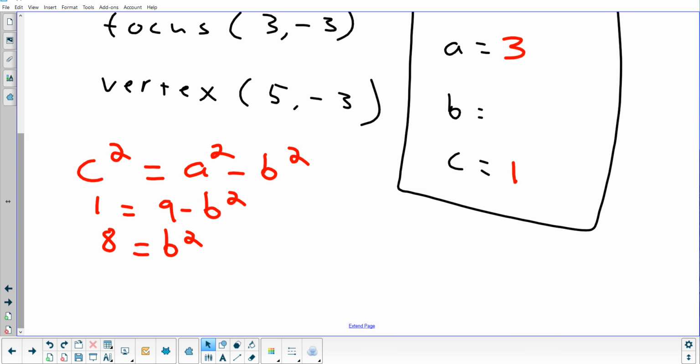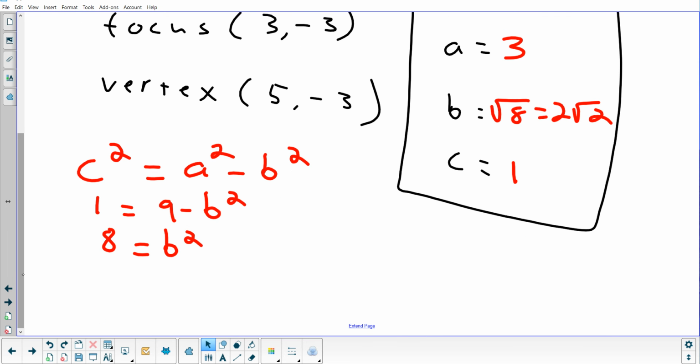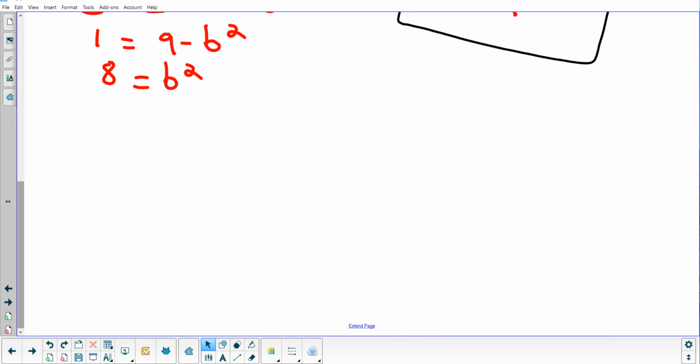So any questions on how we got that? If we want to, B is the square root of 8. Again, that's not a number I'm going to use. I need to square that in the equation. Okay, set up the equation. What's it always equal to? Yep, 1.